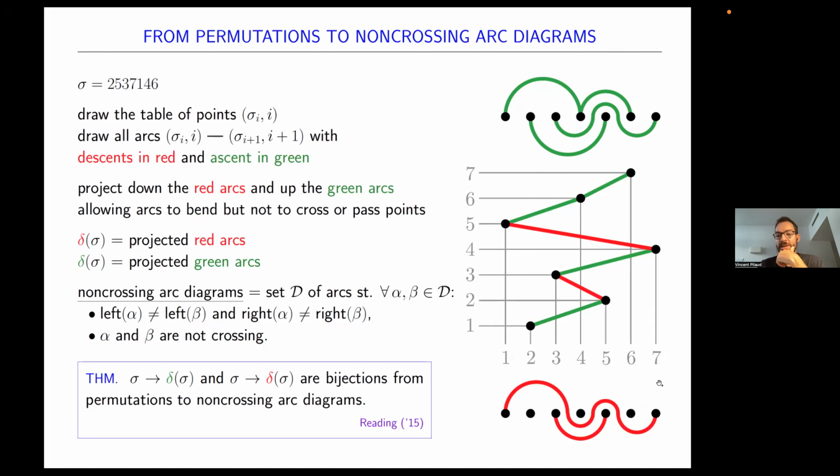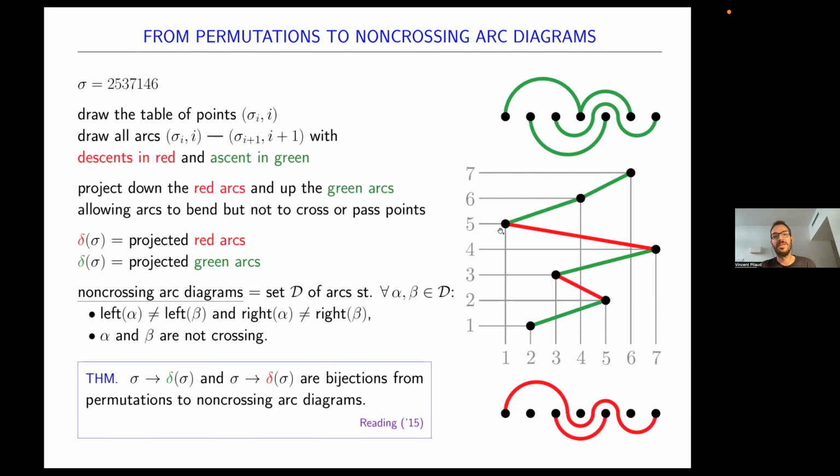So what do we see here? We see a bunch of arcs. They are not allowed to cross. The reason is that they were not crossing here, and I just shrink them without creating any crossing. So this is the second condition. And the first condition is that you cannot have two red arcs which start from the same left endpoint or finish at the same right endpoint.